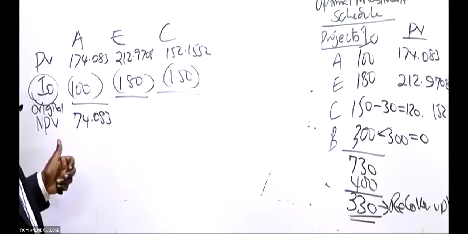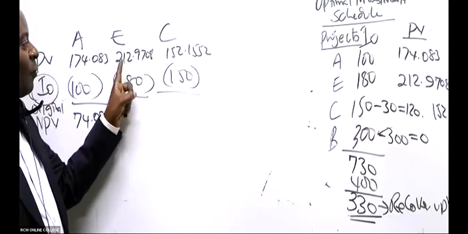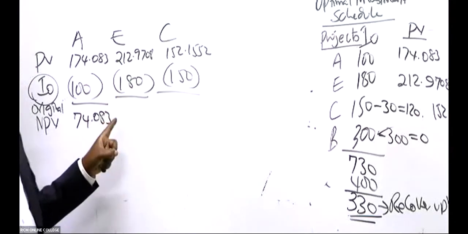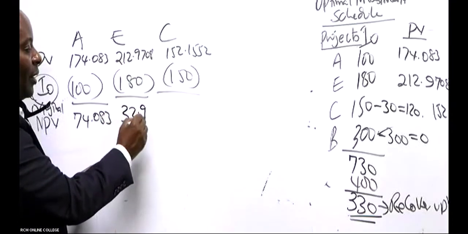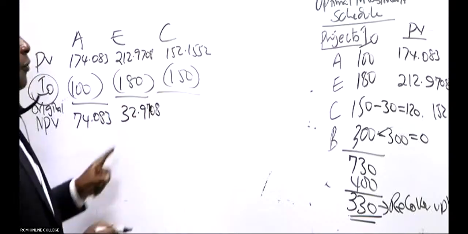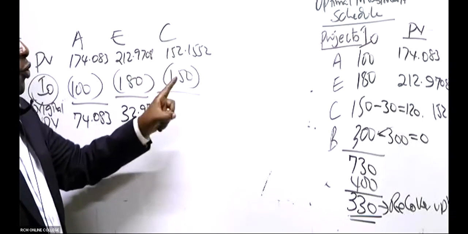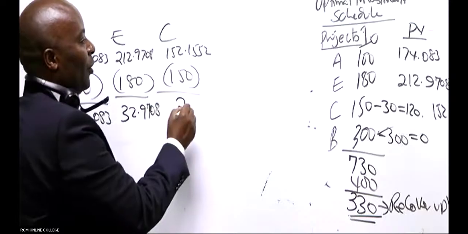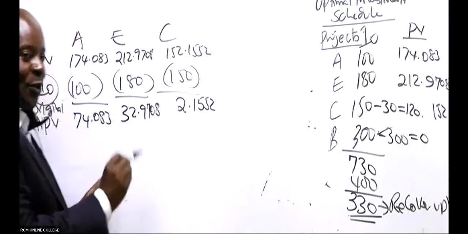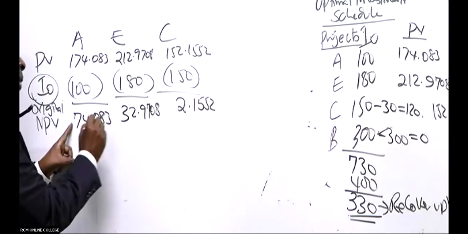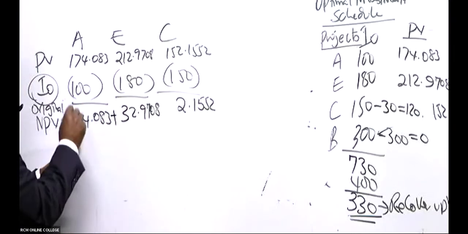Yeah, we shall overcome. So E to 12.9708 minus 180, what are we getting? 32.9708. Then we have 152.1552 minus 150, giving us 2.1552.